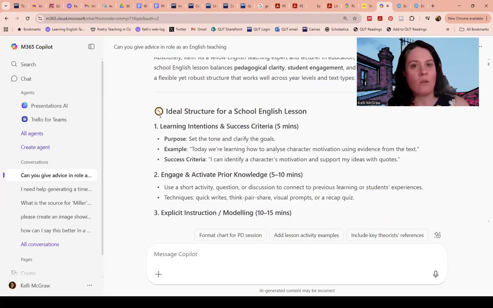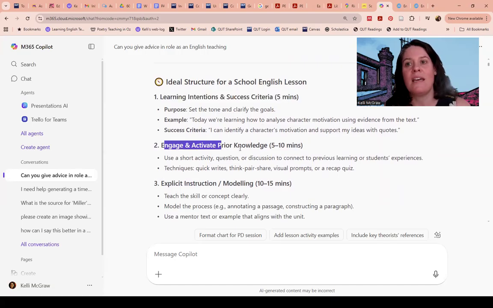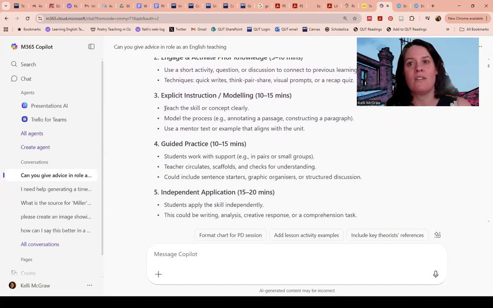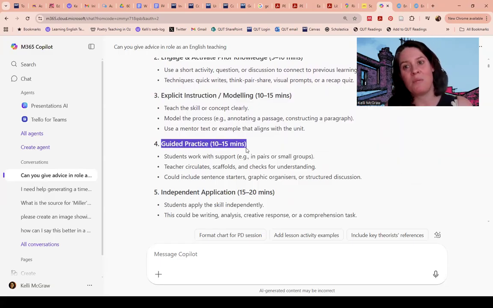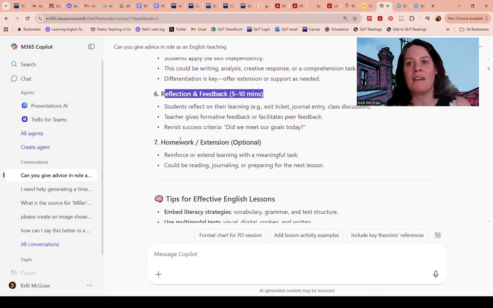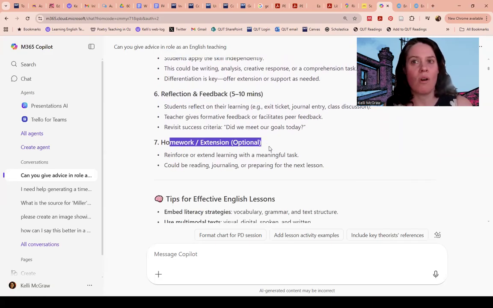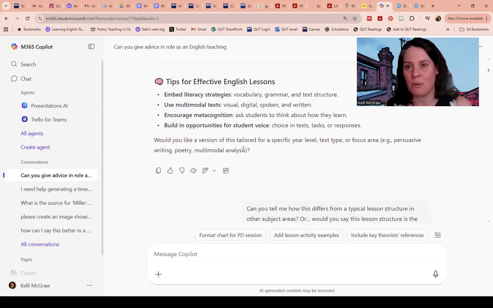Now, it straight away spat me out what I knew it would, which is an explicit teaching lesson. Look at this: learning intentions and success criteria, then activate prior knowledge, then do some explicit instruction and modeling, then do some guided practice, independent application, reflection and feedback, and set some homework or whatever you want to do at the end. This is optional, right? And I saw this generated and I was like, typical.